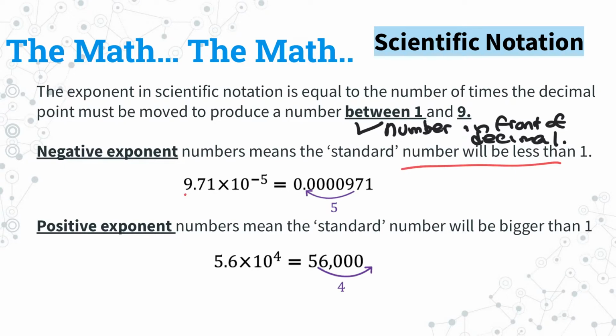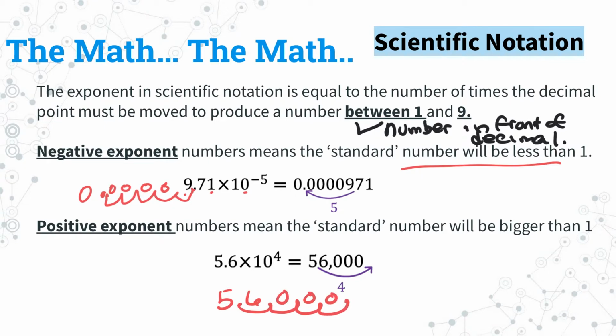So 9.715 times 10 to the negative 5th. We take this decimal and move it 1, 2, 3, 4, 5, and then we put zeros in here as our answer. A positive exponent means the number is bigger than 1. So 5.6 times 10 to the 4th: we have 5.6, and then we go 1, 2, 3, 4. We put zeros in those blank spots, and we get 56,000.